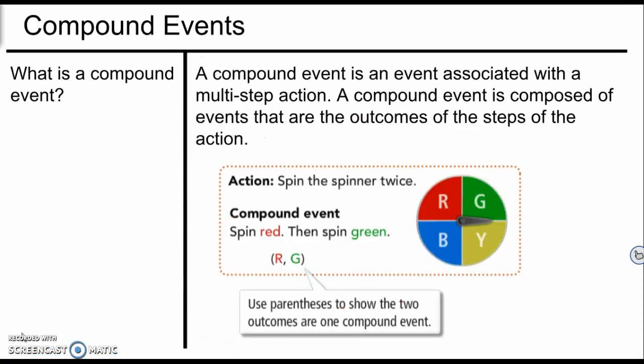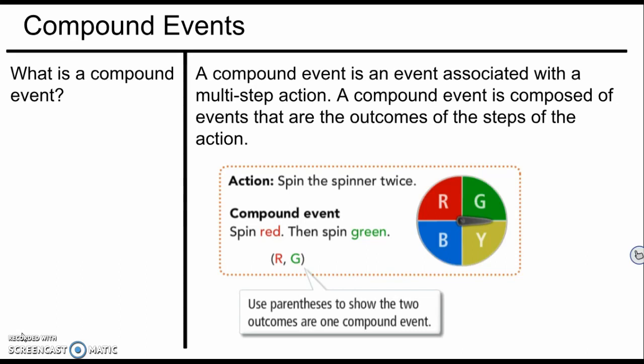What is a compound event? A compound event is an event associated with a multi-step action. So to be a compound event, it has to have 2 or more steps within our action. A compound event is composed of events that are the outcomes of the steps of the action.